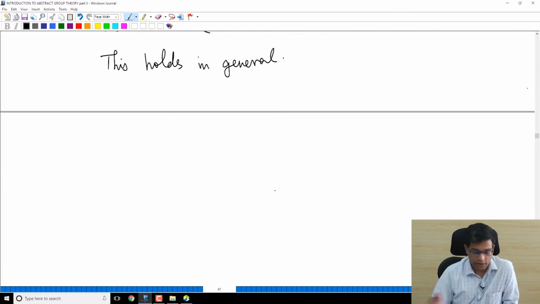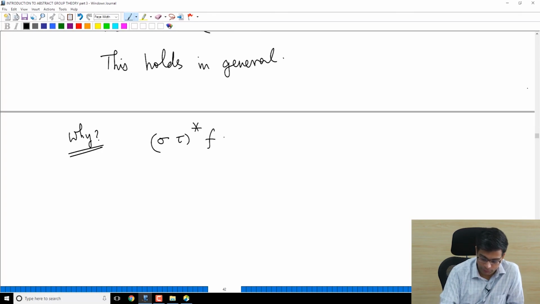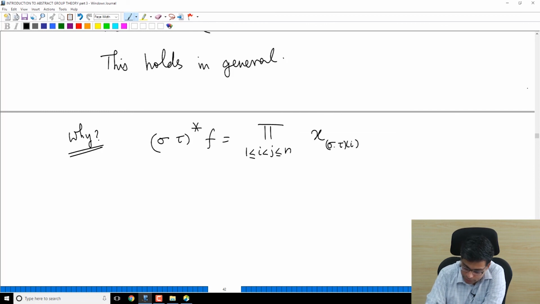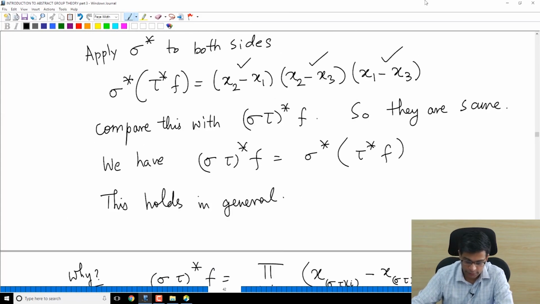Okay, so let me quickly say this. So in general we have, and why is this? What is the reason? The calculation is the following. So what is sigma tau whole star f, which is by definition, remember we take x and we apply sigma tau of i minus x sigma tau of j. Remember again, for a permutation sigma, I defined sigma star f. How did we define this?